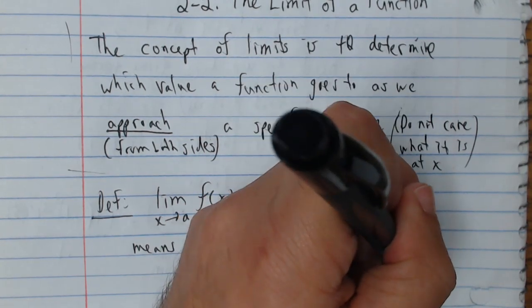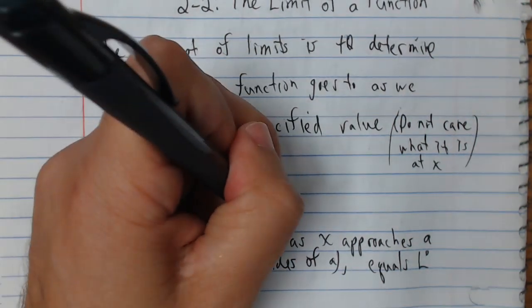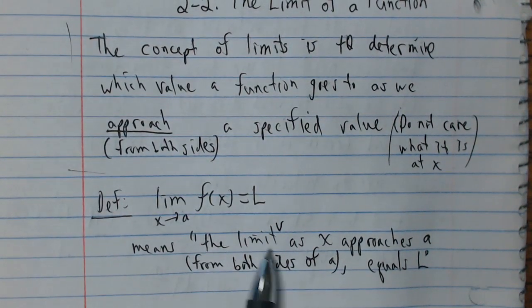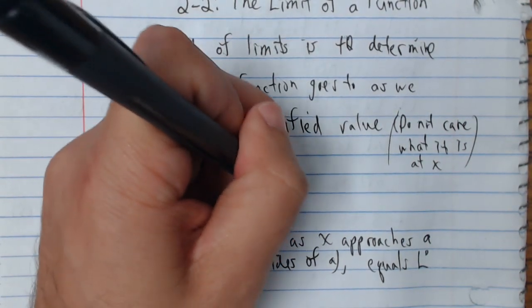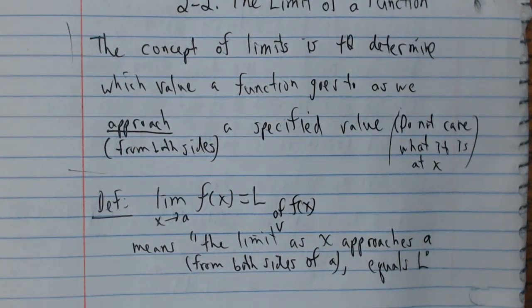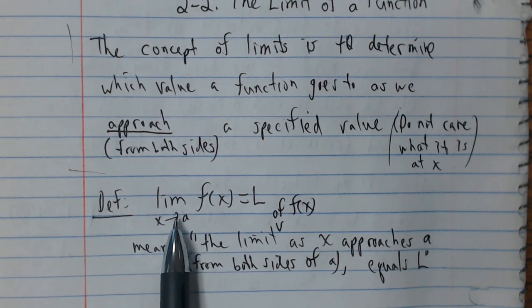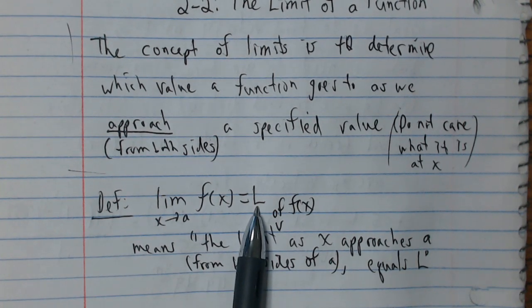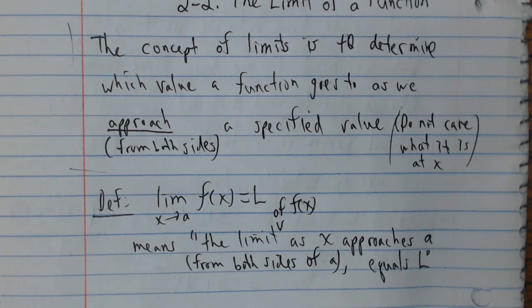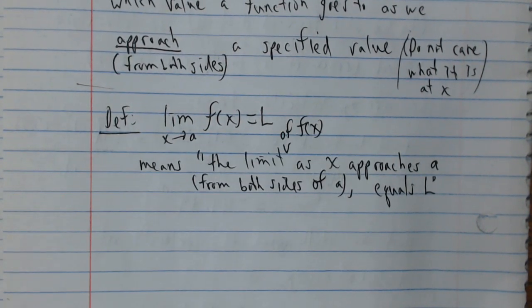equals L. And maybe I also need to add in here, when we say the limit of what function, the function that I'm finding the limit of is f of x. So the limit of f of x. Basically we're saying as x gets really, really close to a from both sides of a, this function takes on the y value of L. That's what the definition of a limit is.